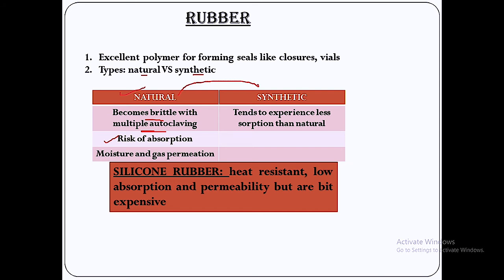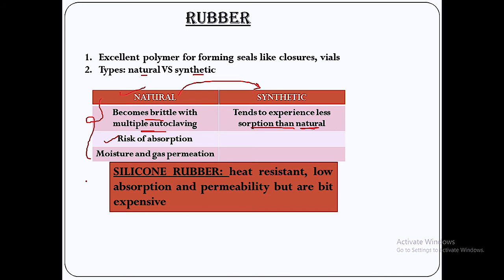Then we shifted to the synthetic one based on all these disadvantages associated with natural rubber. Synthetic rubber tends to experience less absorption than natural. We generally add a lot of other things, such as epoxides or vinyls, as I discussed, to make it more flexible compared to natural rubber. While manufacturing synthetic rubber, we add these so that it causes less absorption and less permeation of moisture, oxygen, or gas.